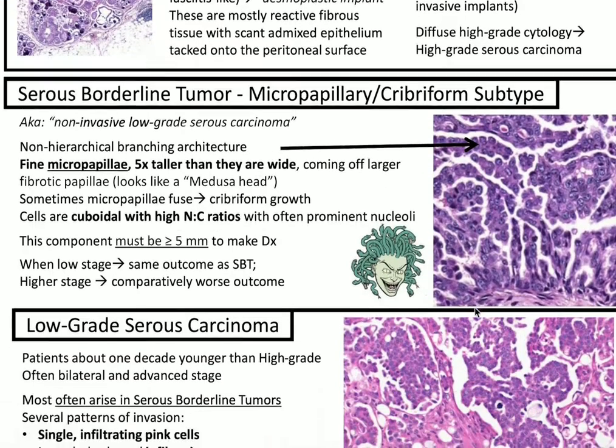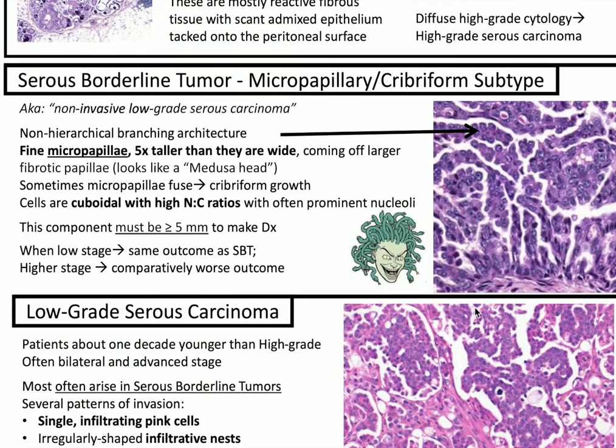Serous borderline tumor, you can have the micropapillary cribriform subtype, aka non-invasive low-grade serous carcinoma. It has non-hierarchical branching architecture, and it has fine micropapillae that are 5 times taller than they are wide, coming off larger fibrotic papillae such that they look like Medusa's head. And sometimes these micropapillae fuse, leading to cribriform growth. And the cells are cuboidal with a high NC ratio, with often prominent nucleoli. And this component must be greater than or equal to 5 millimeters to make the diagnosis. And when it's low stage, it's the same outcome as serous borderline tumor. When it's higher stage, as expected, it's a comparatively worse outcome.